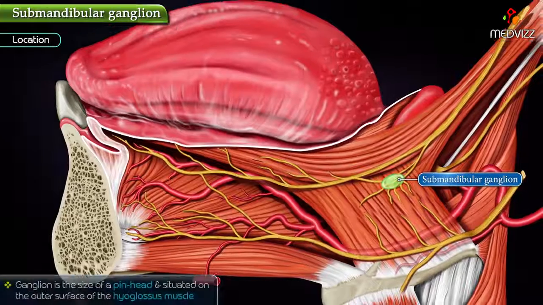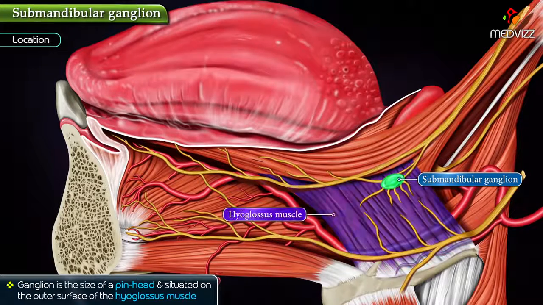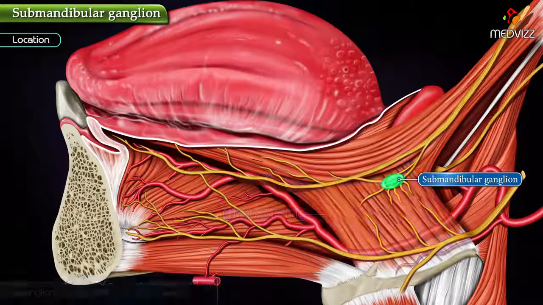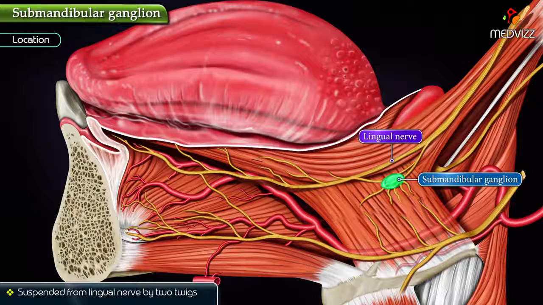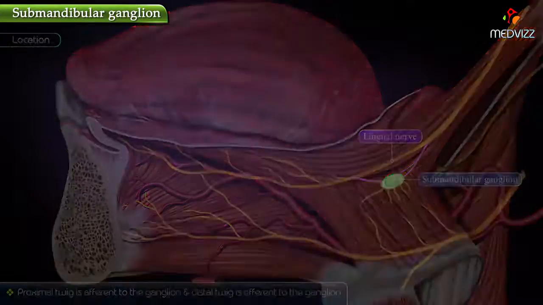Location. This ganglion is the size of a pinhead and situated on the outer surface of the hyoglossus muscle. It is suspended from the lingual nerve by two twigs. The proximal twig is afferent to the ganglion and the distal twig is efferent to the ganglion.